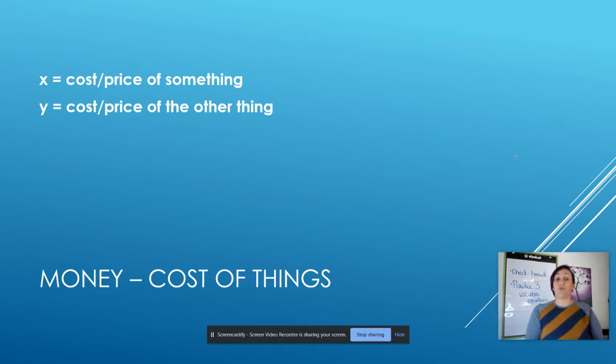Since X and Y are referring to price or money, it is appropriate to get decimal answers. So you could get like $7.50, right? So it doesn't have to be whole numbers for this type of problem. Decimals would be appropriate.